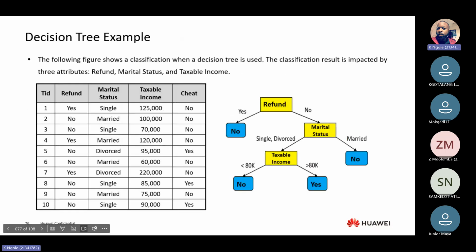Okay, so here's an example. In this example, we have a classification problem where we've used a decision tree. What we need to check is if someone can cheat based on the refund, the marital status, and the taxable income. So these are the data that we were given. We have yes, single, 125,000, no. And then no, married, 1,000, no. You understand this? So now how do we construct it?